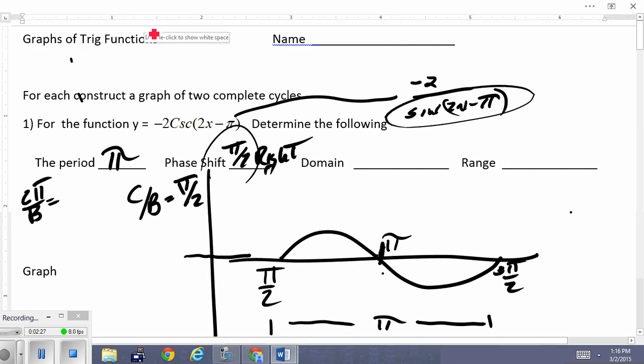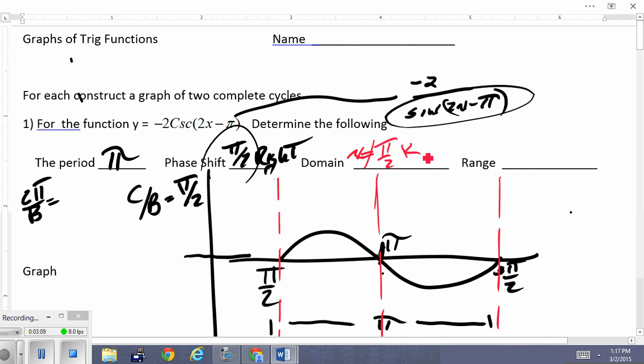Now, we know that the cosecant is going to have its asymptotes wherever the sine has its intercept. So let's sneak in our asymptotes right here at pi over 2, pi, and 3 pi over 2. Since they're asymptotes, they're going to be interruptions in the domain. So the domain is that x can equal anything but pi over 2k.